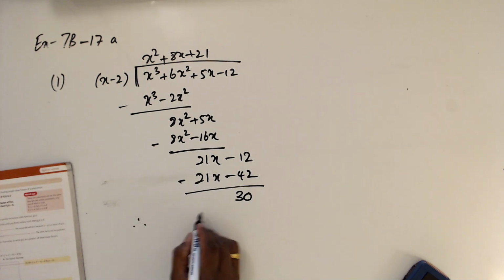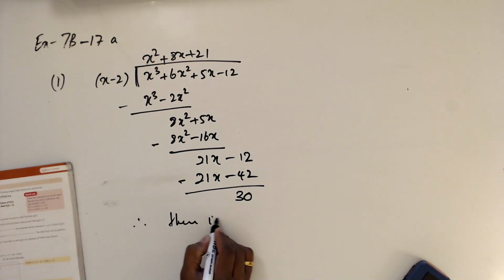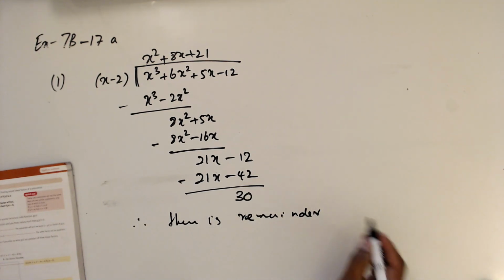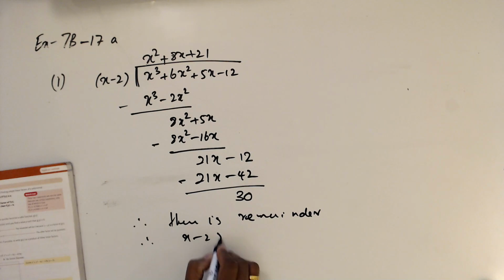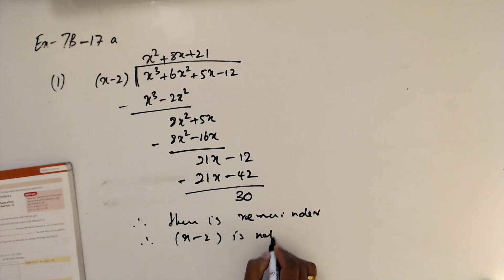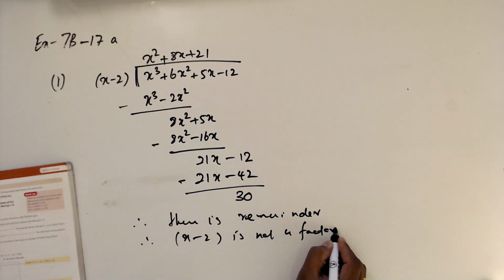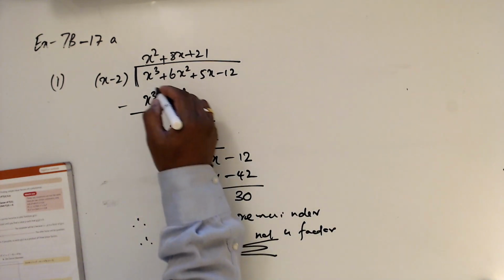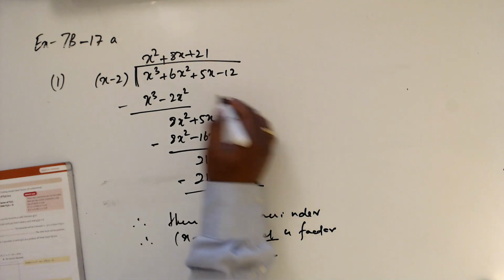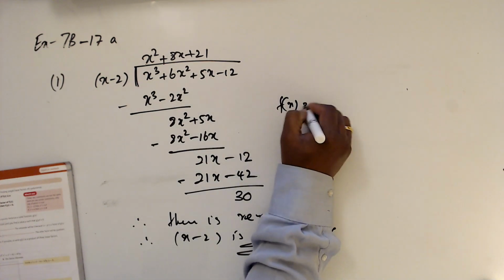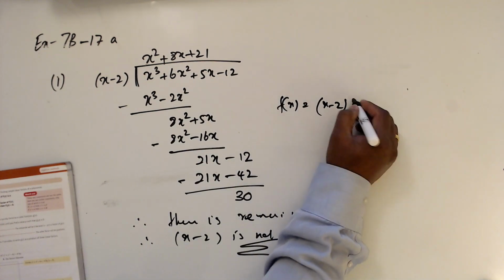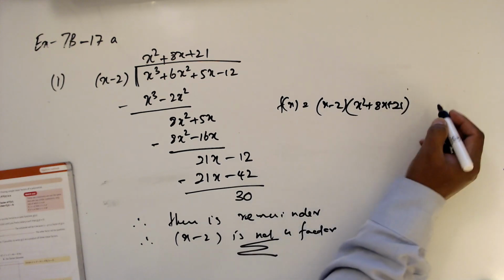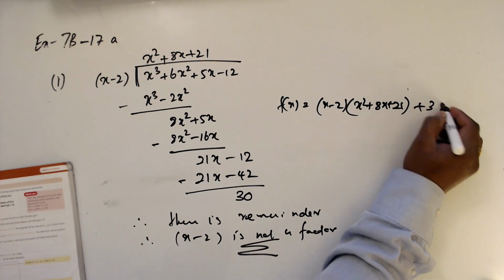Hence, there is a remainder. Hence, x minus 2 is not a factor. So we can write this one. If I take this as f(x), yes, f(x) equals x minus 2, the divisor, times the quotient x square plus 8x plus 21, and the remainder is plus 30.